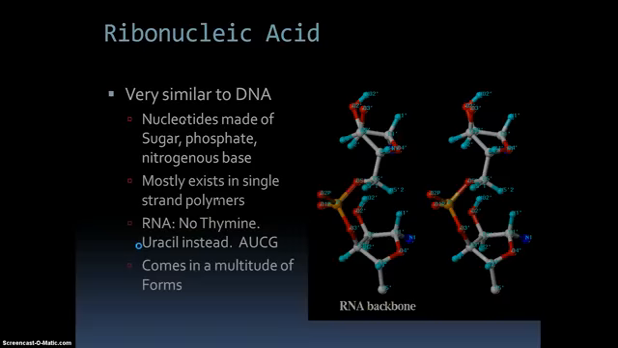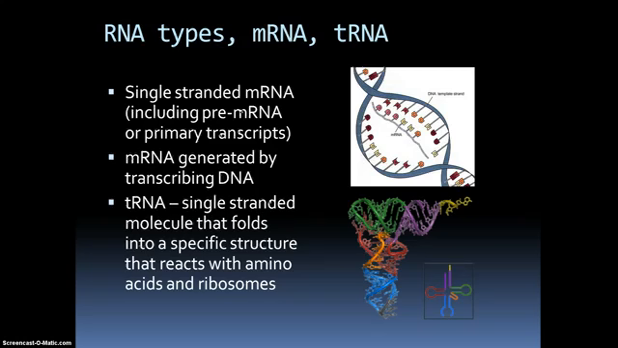Now, RNA, with all of these awesome and amazing traits that we've been talking about so far, comes in a multitude of forms. First thing we're going to talk about is what's known as mRNA or messenger RNA. And this will make more sense later on, but it also includes pre-messenger RNA or primary transcripts. Messenger RNA is RNA that's generated when DNA is transcribed. You can see this over here.